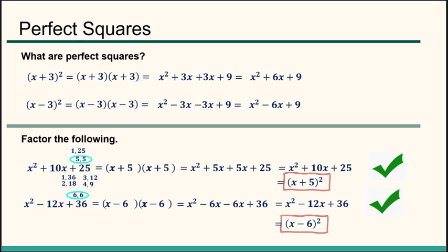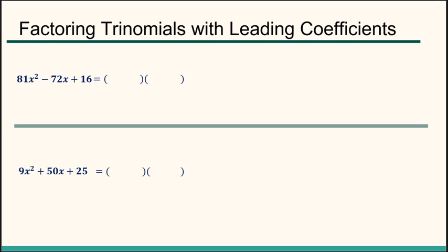And circle it. Let's factor some trinomials with leading coefficients. Same thing. I'm not doing anything different. I'm going to look at the factors of 81. 1 and 81, 3 and 27, 9 and 9. Look at the factors of 16. 1 and 16, 2 and 8, 4 and 4. Which pair is going to make a 72? I don't really know, but since I'm factoring these perfect squares, I'm going to guess that it's 9 and 9 and 4 and 4, and let's watch this happen.